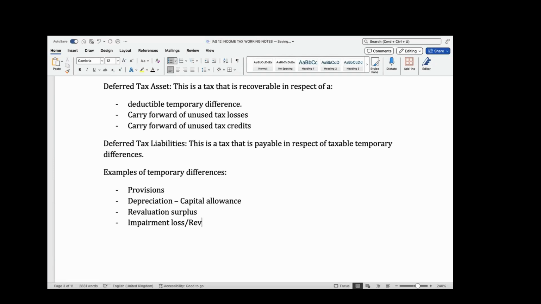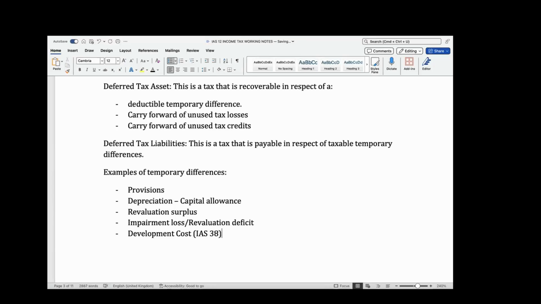Impairment loss, or let me call it revaluation deficit. When you have an impairment loss, like I taught you in IFRS 9 and IAS 36, the taxman will not capture this. They will say until you actually lose that money, until probably the receivables go bankrupt or something happens, they will not capture it now, but they will capture it later in the future. So impairment loss or revaluation deficit would also result in temporary difference. Another one is development costs in line with IAS 38.